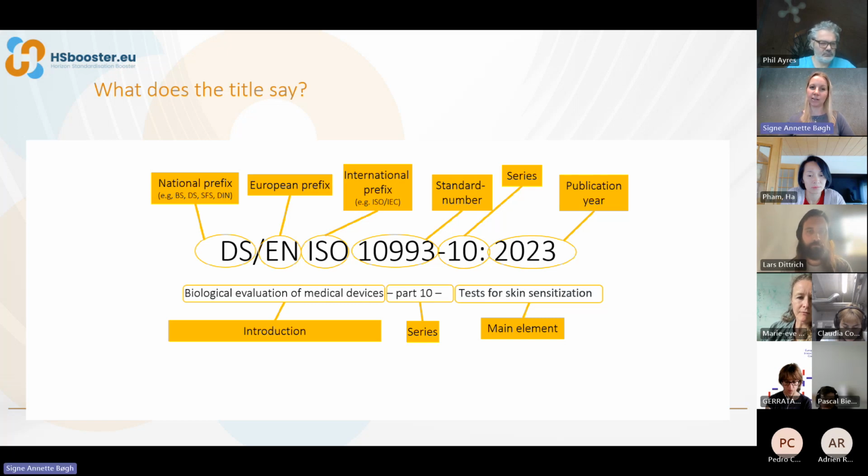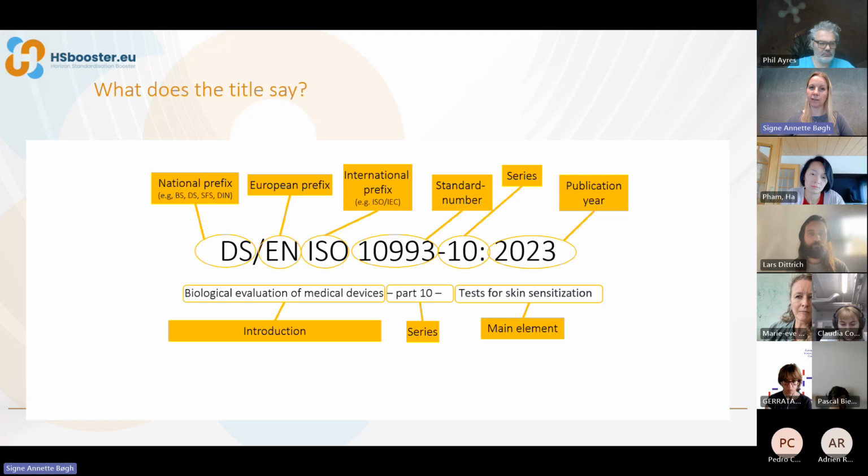Many standards are also part of what we call a series. And this particular standard is part of a series. And then there will be a number and then slash or line 1, 2, 3, 4, 5, 6, 7, and so on. So here you can read that this particular standard is number 10 in a series which are focusing on the same topic.